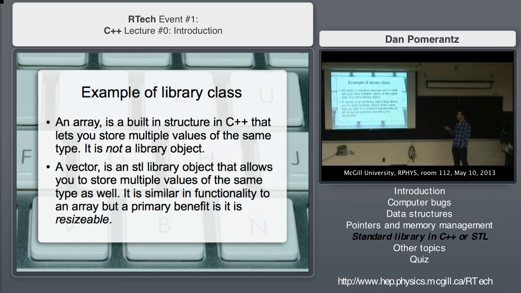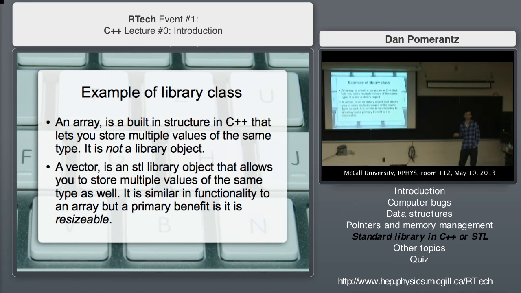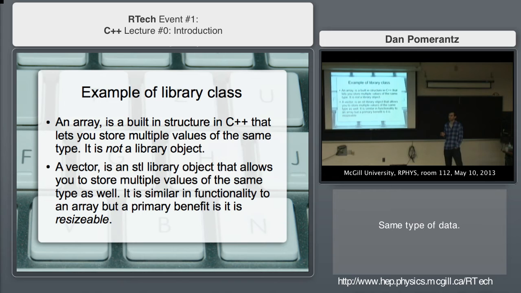Now, what are some downsides of arrays? What is bad about arrays? You don't know the size of them. Yeah, they don't keep track of their own size. So you have to keep an extra variable that manages what its size is, so that you know how big it is and you don't have an array out of bounds problem. What else is bad about that? Same type of data, right?